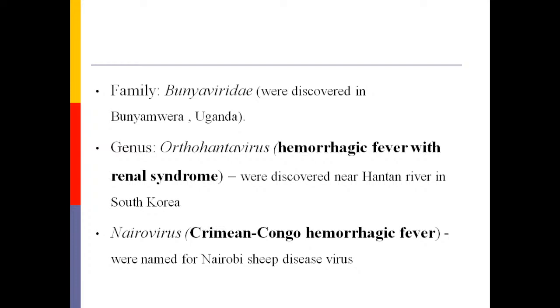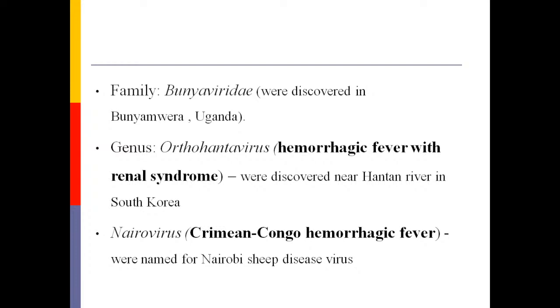Genus is Orthohantavirus. It causes the disease hemorrhagic fever with renal syndrome. The name of this genus was given due to the place of its discovery. It was discovered near the Hantan River in South Korea. And another genus is Nairovirus that causes Crimean-Congo hemorrhagic fever.